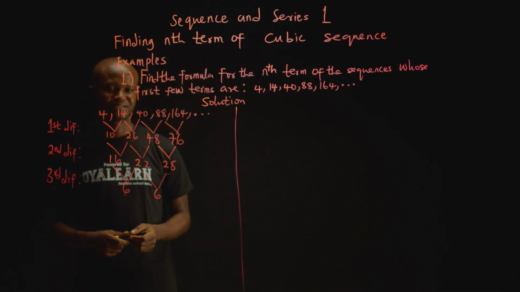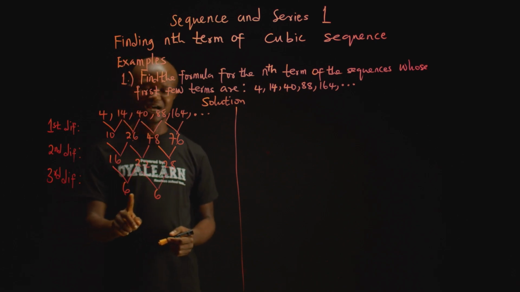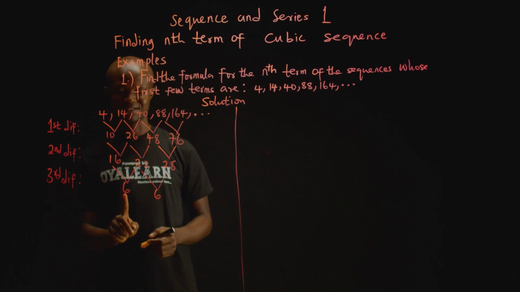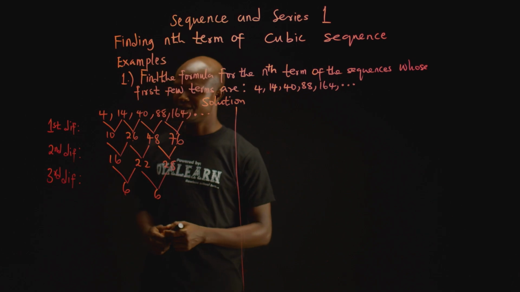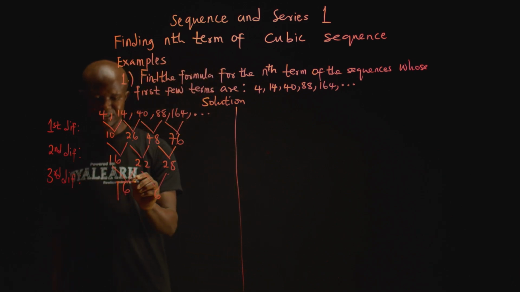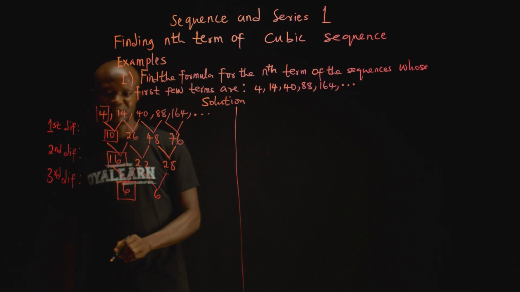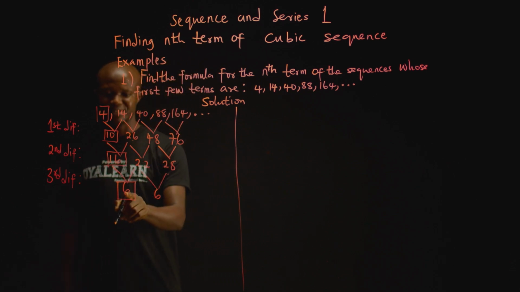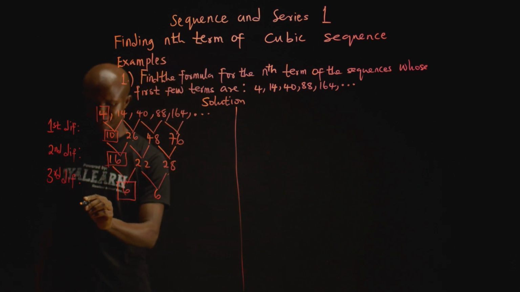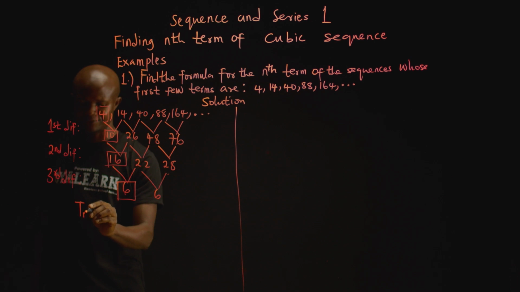So that is the target. At the third difference, they must have the same result. You can see 6 here. This is also 6. Now we need this number. This is 6. We need this 16, this 10, and this 4 itself. Now, what does this 6 represent? Let's write the nth term first.